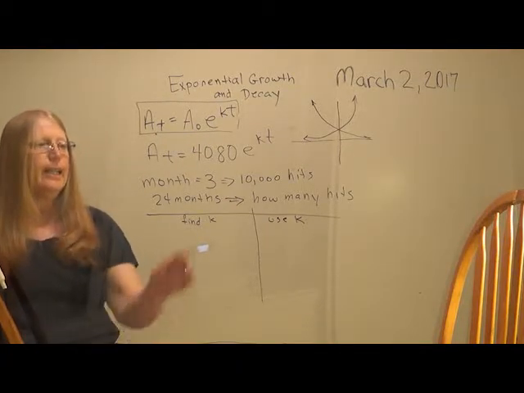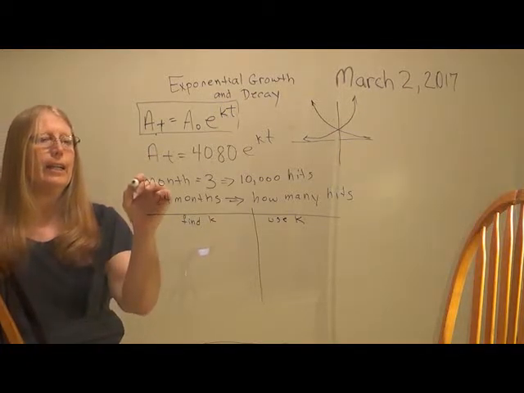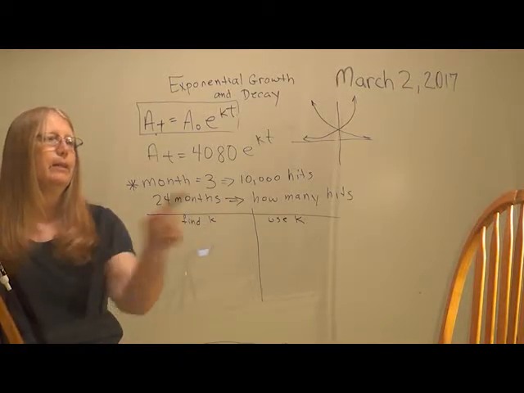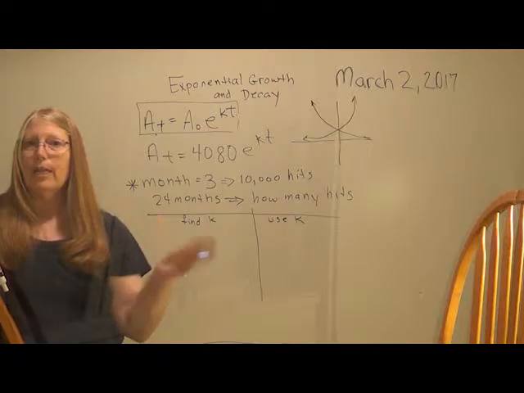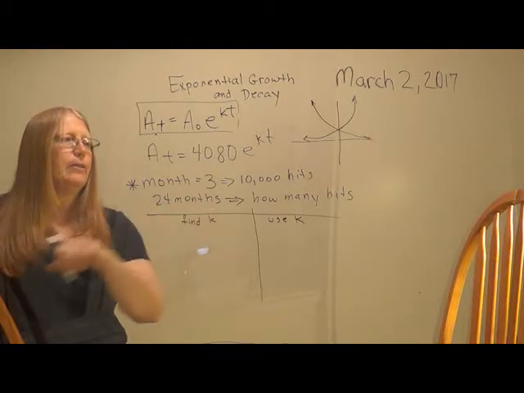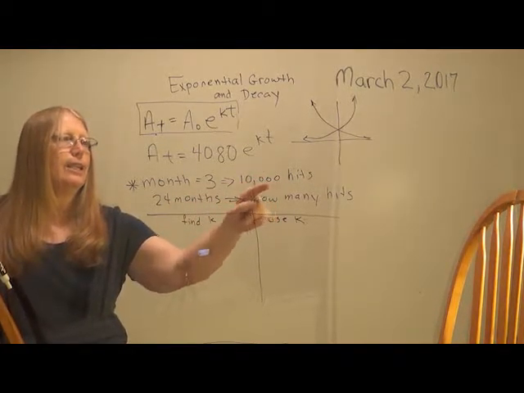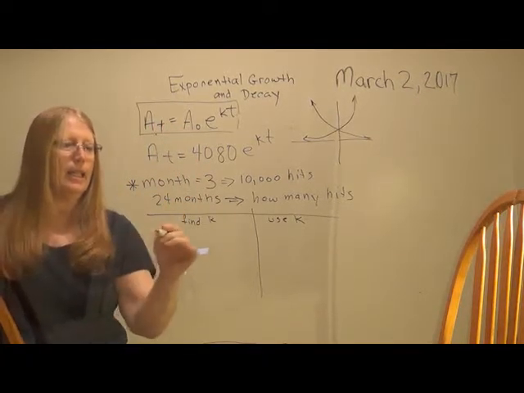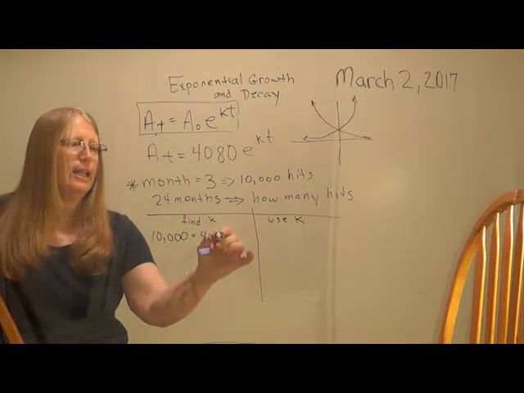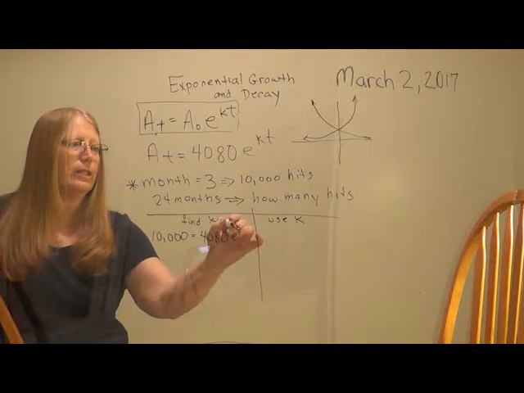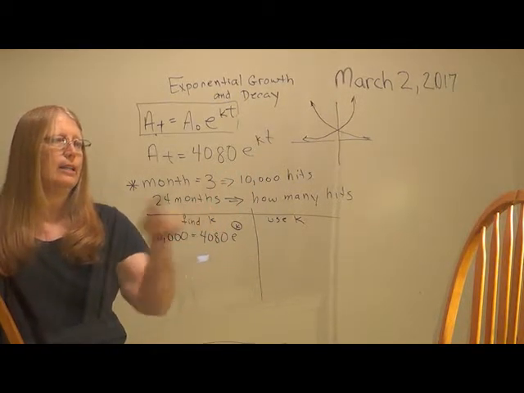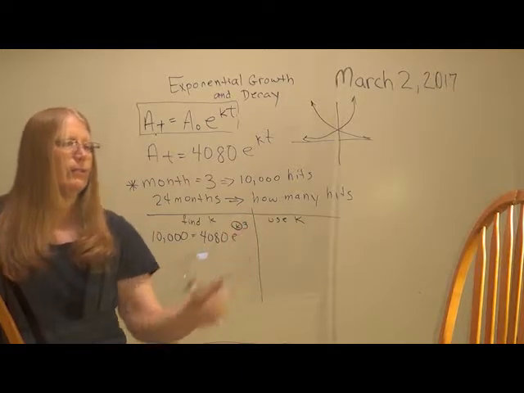Alright, so let's find k for this. Well, we usually find k in some piece of data that they've given us. And so here they've told us at month 3 there were 10,000 hits. That's all we need to find k. So let's plug these values in and solve for k. The amount at time t, 3 months, was 10,000 hits. So I'm going to replace A sub t with 10,000. It equals 4,080 e to the k, which is what I'm looking for, so I'll circle it. And t is the time where there were 10,000 hits. So we're doing this in terms of months, so we have a 3 there.